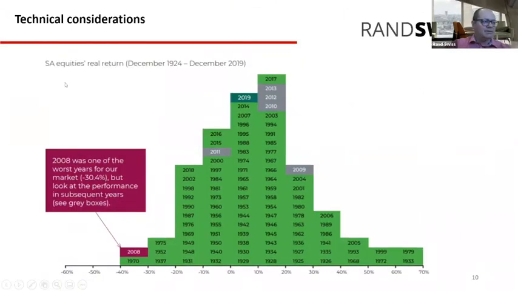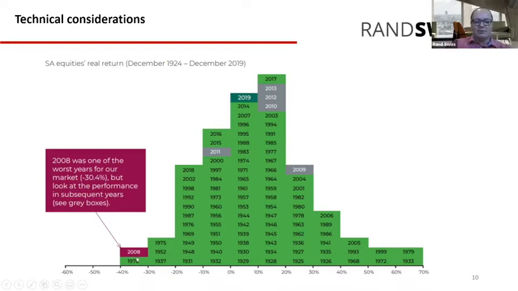SA equities, let's zoom in only on SA equities, and these are real returns over this period of time. So we started in 1924, but you can see there are some 70% return years, and then there's minus 40. I think 2008 we probably all know.